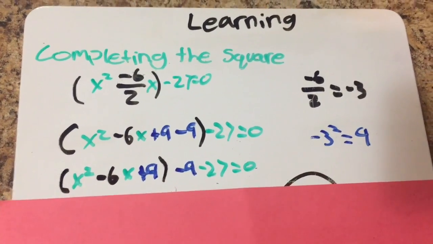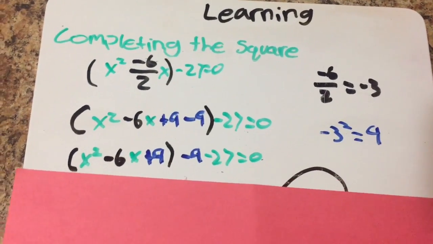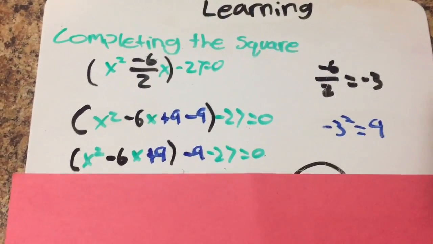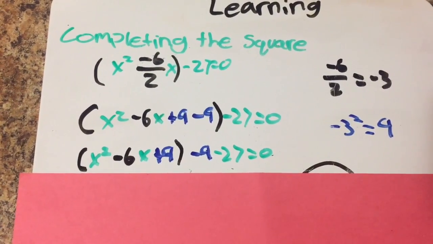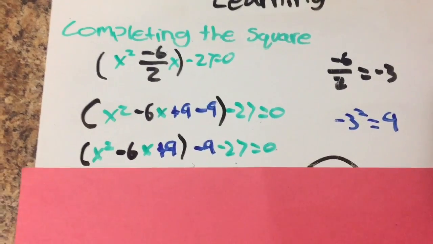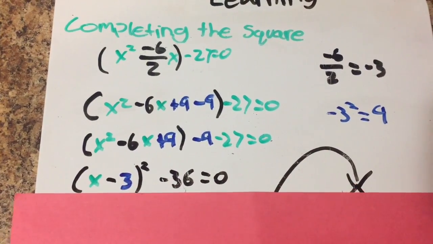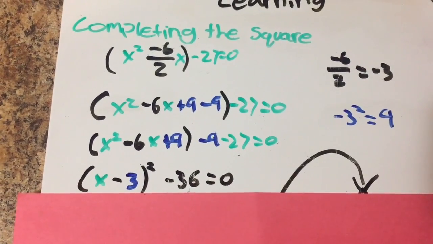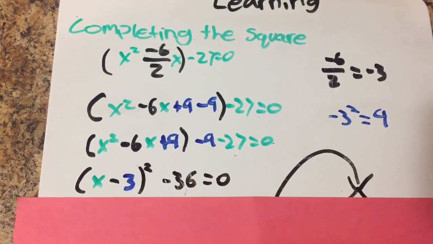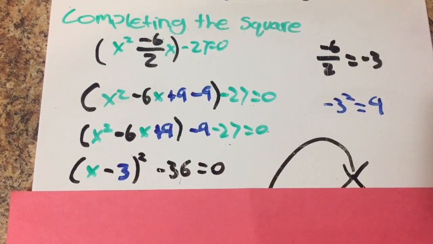Now you move the negative 9 outside of the bracket, and since you have no a value, you do not multiply it by anything. So you have x squared minus 6x plus 9 within the brackets, minus 9 minus 27 outside the brackets. So negative 9 minus 27 gives you negative 36. And x squared minus 6x plus 9 is a perfect square, so you get x minus 3 squared.